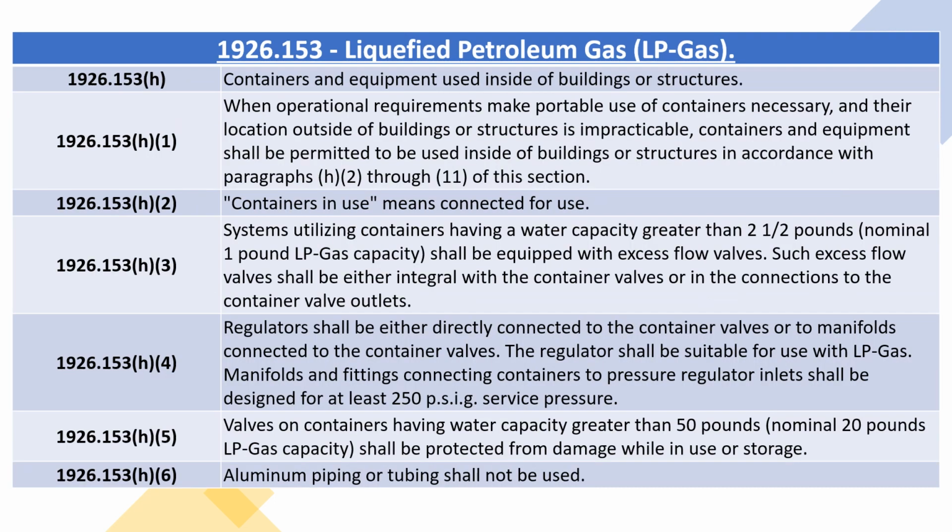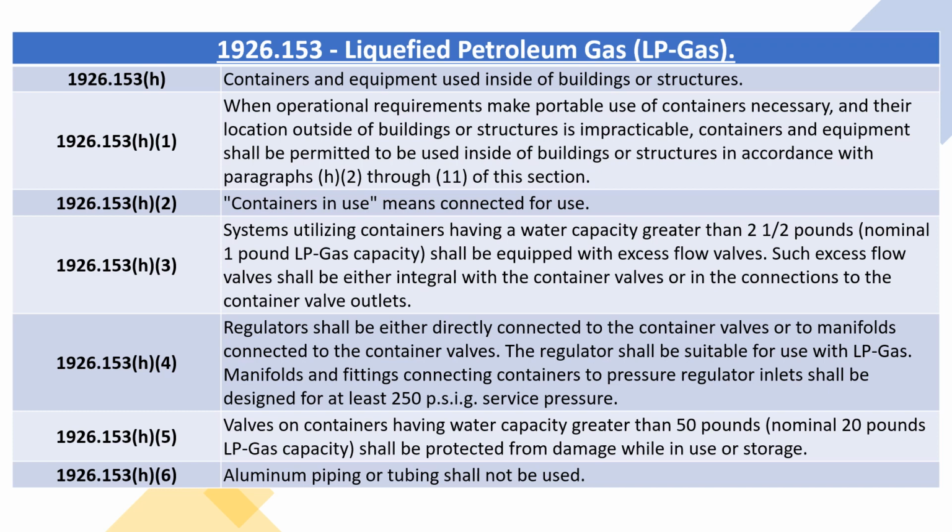1926.153(h), Containers and equipment used inside of buildings or structures. 1926.153(h)(1), When operational requirements make portable use of containers necessary, and their location outside of buildings or structures is impracticable, containers and equipment shall be permitted to be used inside of buildings or structures in accordance with paragraphs (h)(2) through (11) of this section. 1926.153(h)(2), Containers in use means connected for use.